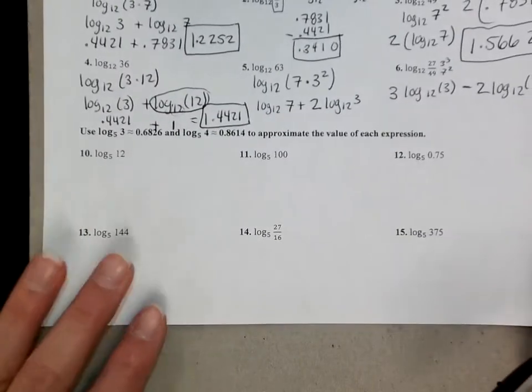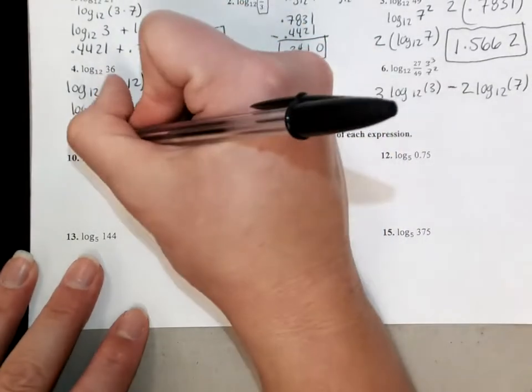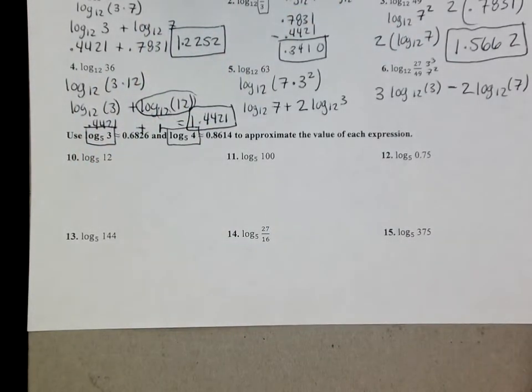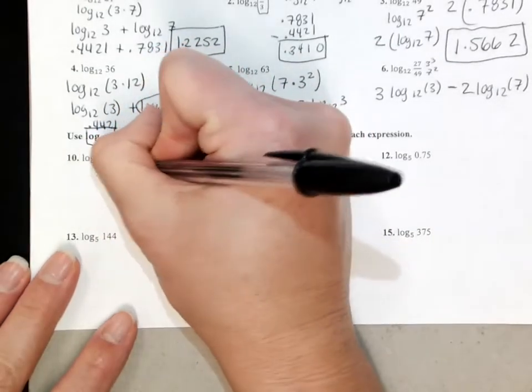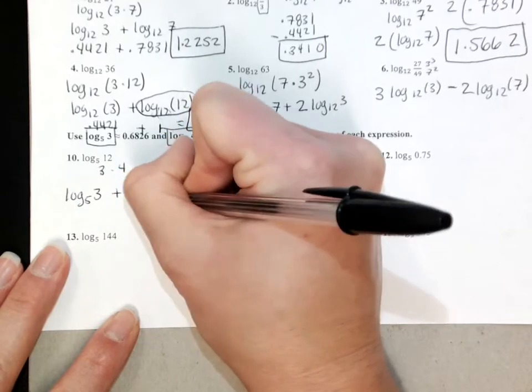Same thing here. Again, I'm not going to solve any of these, I don't think. I'm just going to help you set them up. This time they gave you 3 and they gave you 4, and it's a log base 5. So 12, again, is just 3 times 4. So I would just add the log 5 of 3 plus the log 5 of 4.